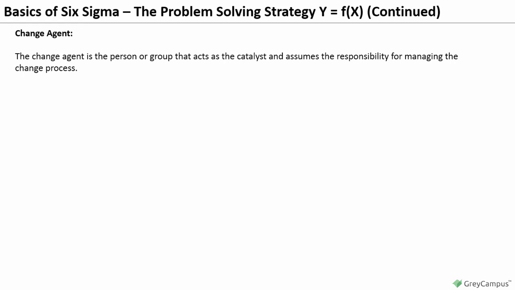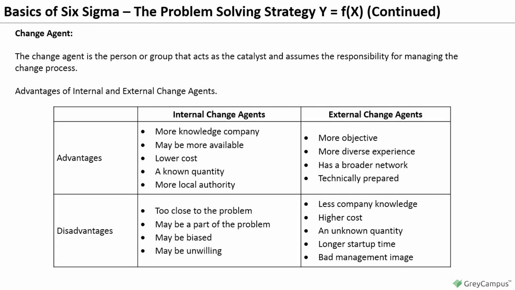Some characteristics of a good change agent include being empathetic, sensitive, open, tolerant, flexible, patient, friendly, cooperative, imaginative, confident, self-reliant, and risk-taking. As provided in the table, the advantages of internal change agents are more knowledge of the company, may be more available, lower cost, a known quantity, more local authority. The advantages of external change agents are more objective, more diverse experience, has a broader network, technically prepared.